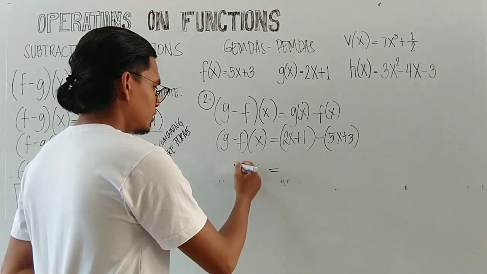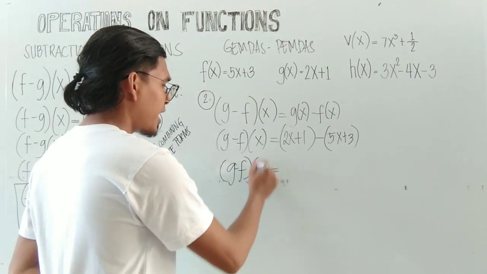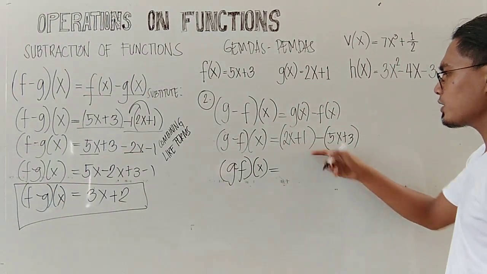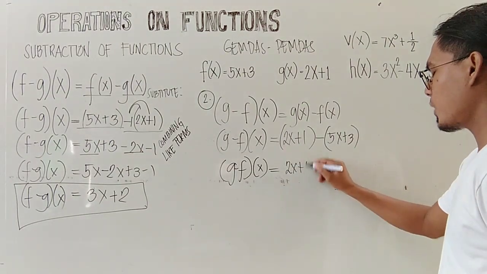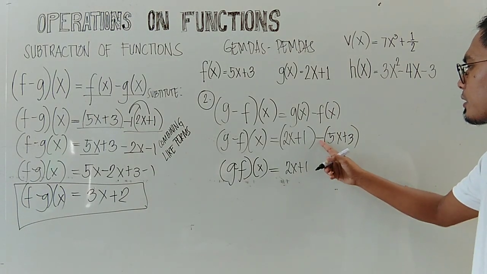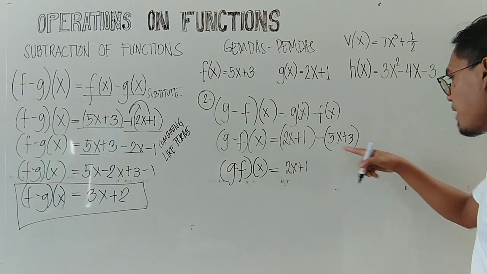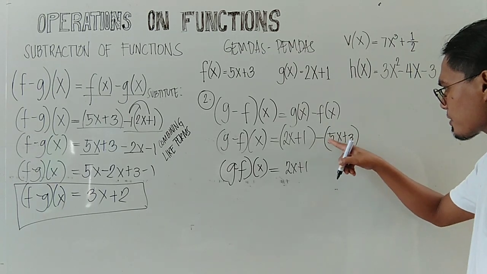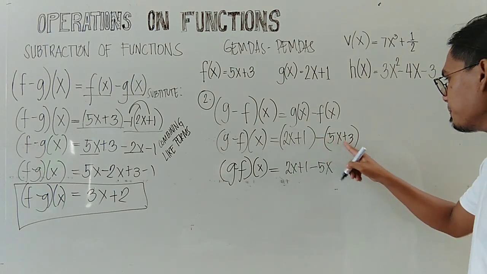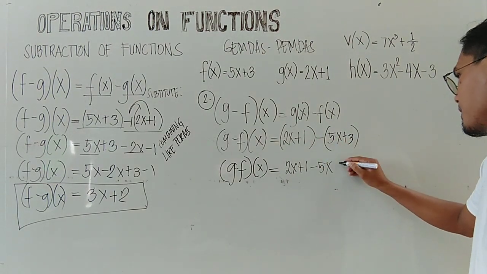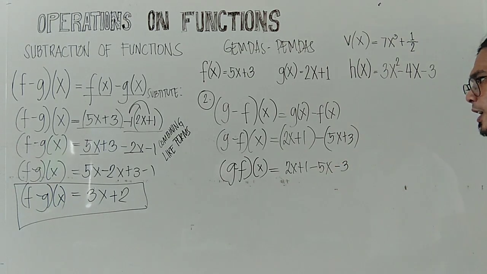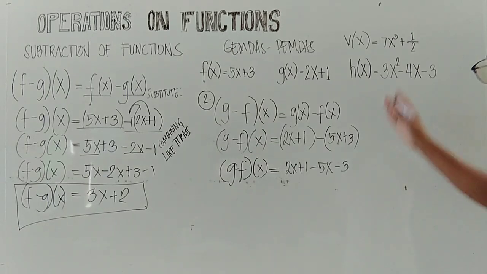For the first quantity, just copy 2x plus 1. Copy or bring down. Then the minus goes inside the quantity 5x plus 3. If there is no sign, the minus goes directly. If there is a sign, minus to plus is minus. If you prefer the vertical way, that is okay too.